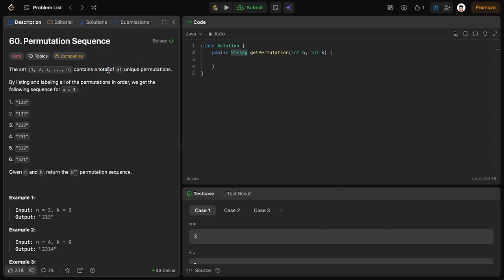By listing and labeling all of these permutations in order, we get the following sequence for n equal to 3. You can see that it is all in ascending order and all of it is string, because the return type is string. Given n and k, return the kth permutation sequence. So for n equal to 3, k equal to 3, this is our answer.